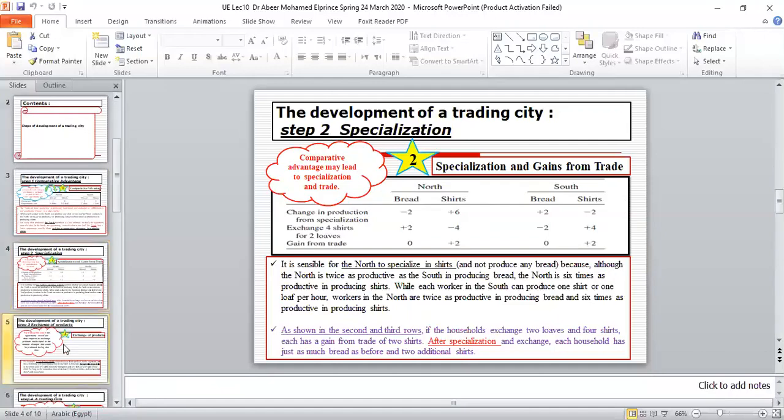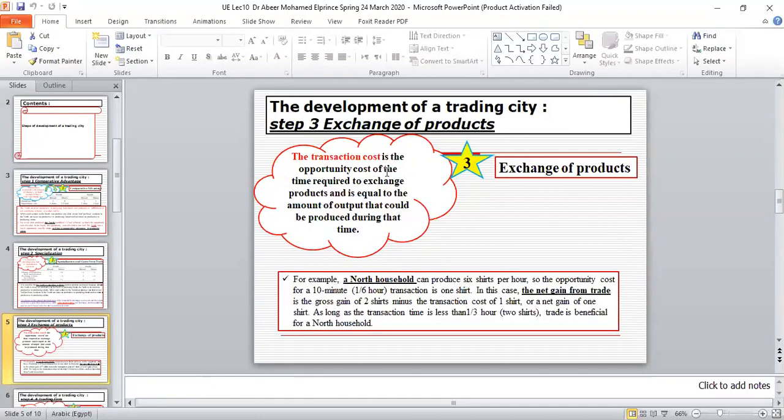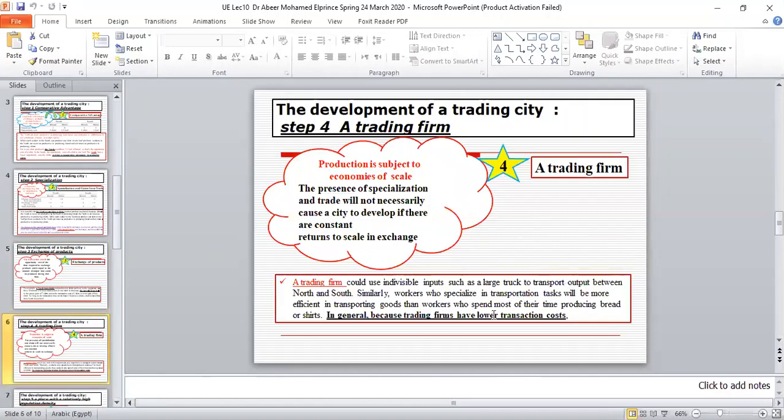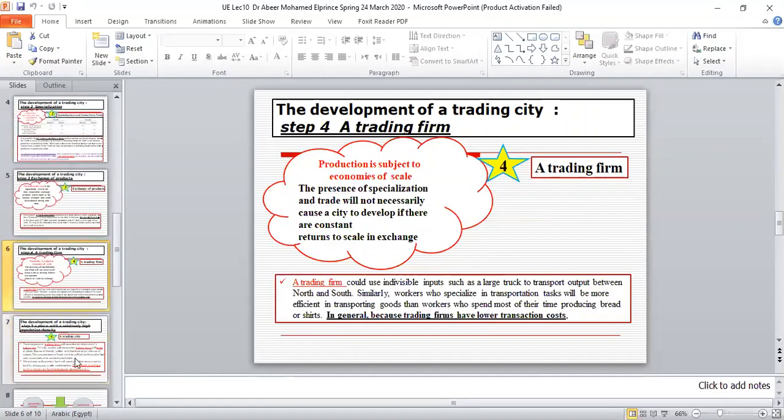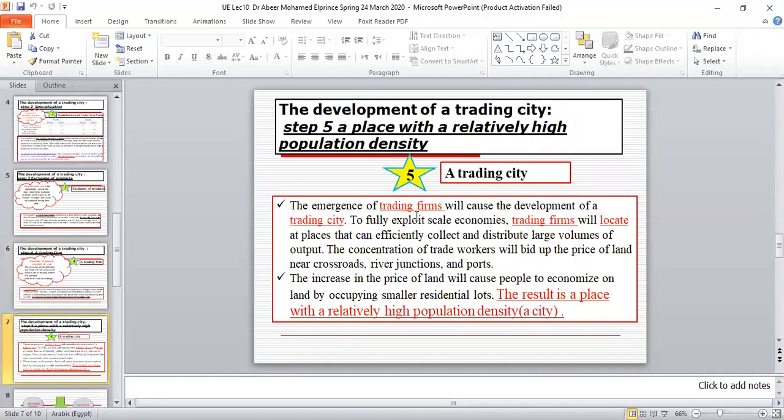But the 2 regions face transaction costs, and the time of transaction cost can be used for increasing production. So they will use trading firms to do the exchange process. Production is subject to economies of scale. Trading firms minimize the transaction cost. And the emergence of trading firms will cause development of a trading city.